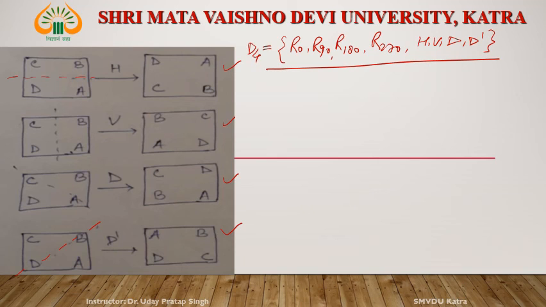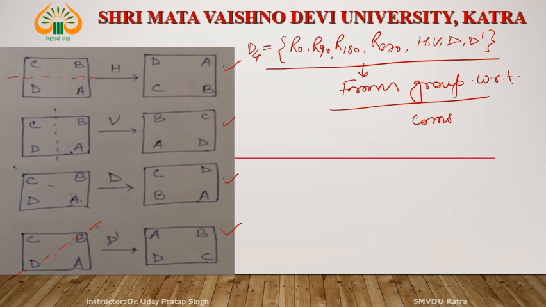In total there are 8 elements. These 8 elements form a group with respect to the composition of operations.